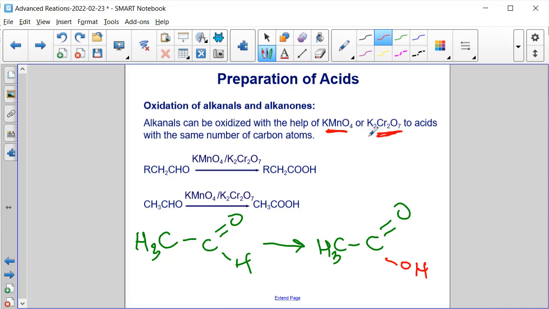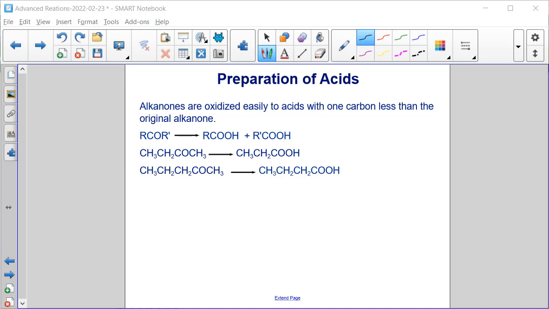Now, if I had more carbons here, like here I have CH2, COOH, and then this single bonds to whatever additional alkyl group is in that parent chain. So that's how that looks. We can also easily oxidize alkanones. Remember that alkanones are where the carbonyl group sits in between 2 alkyl groups. One we call R, one we call R prime.